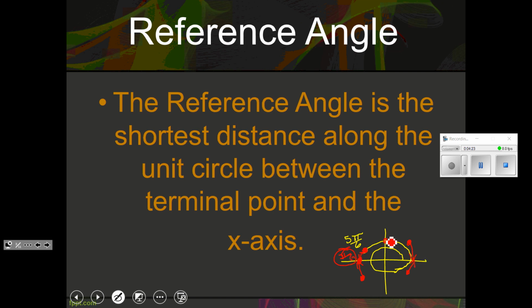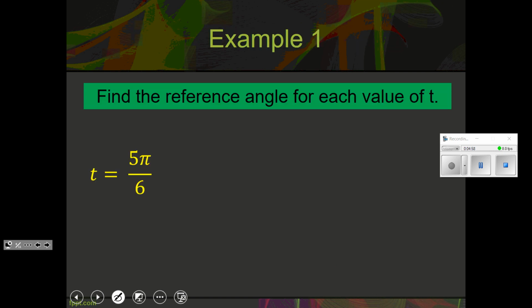If it's here or if it's here, how much is it going to be? How many degrees? Again, what's the reference angle if you're on the y-axis at 90? How many degrees? It doesn't matter which direction you go. You could go that way or that way. It's 90 degrees. Does that make sense? Or if it's in radians, how many radians? Pi over 2. Does that make sense? So you can go in either direction. Okay? All right, so let's look at some examples.